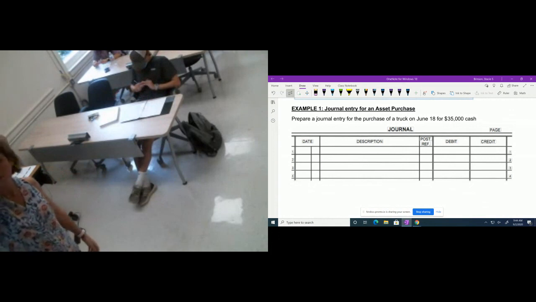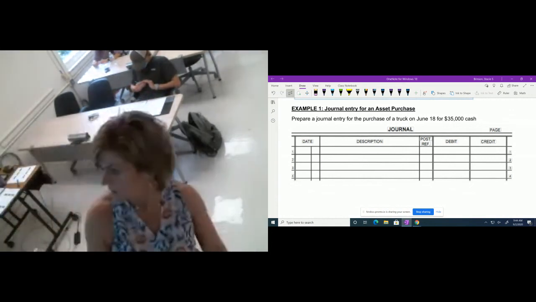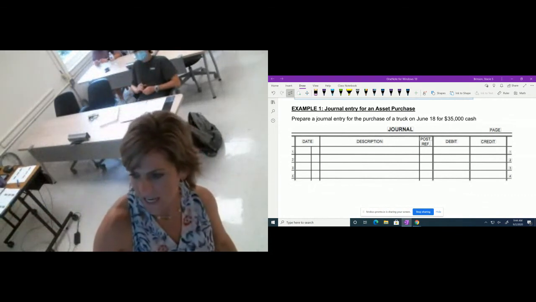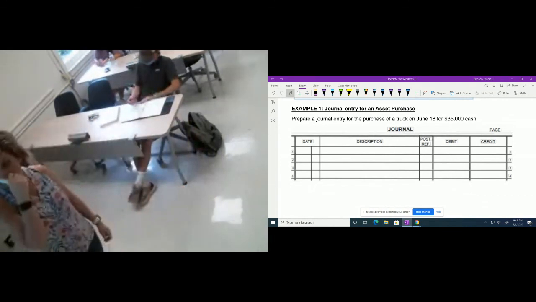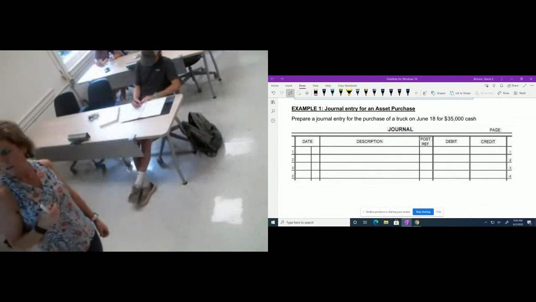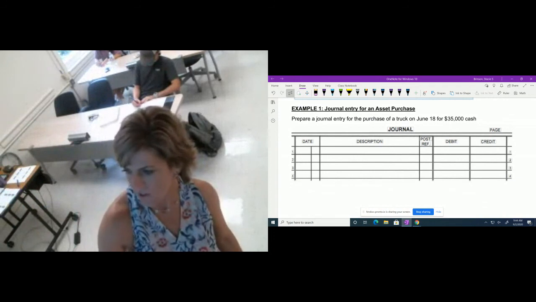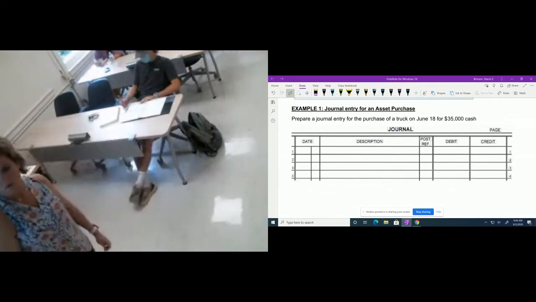Debits first. All right, so enter the name of the account to be credited below and to the right, just over a little bit. It's kind of like tabbing over, indent. And then enter the amount to be credited in the credit column. Believe it or not, this comes right out of your book. It's a lot of words.